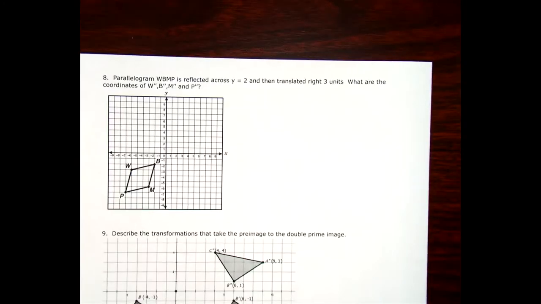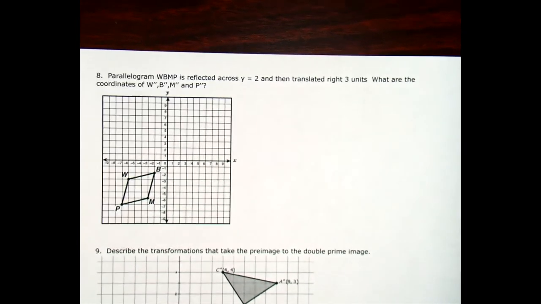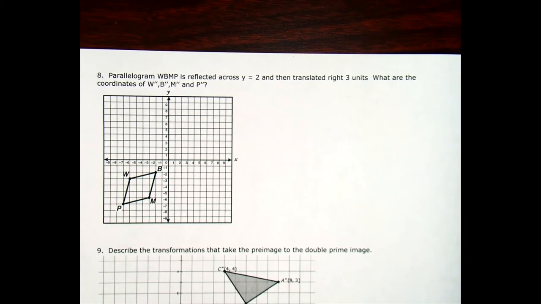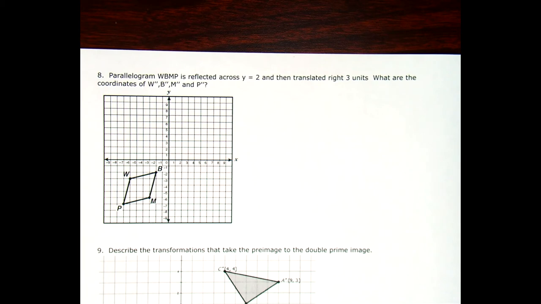Parallelogram WBMP is reflected across y equals 2 and then translated 3 units right. What are the coordinates of W double prime, B double prime, M double prime, and P double prime?